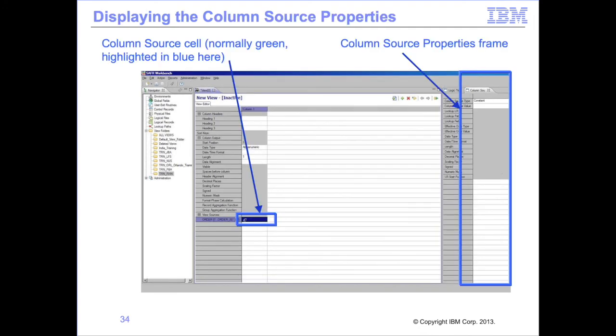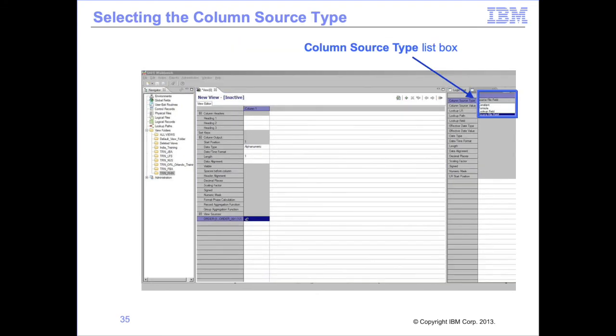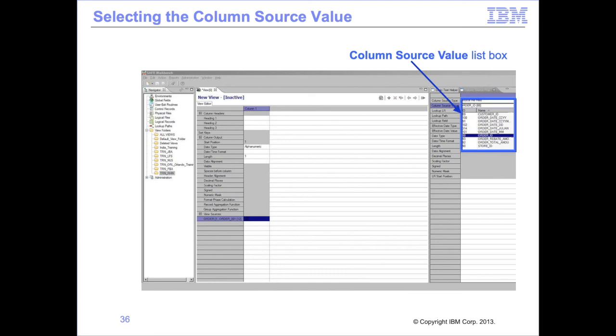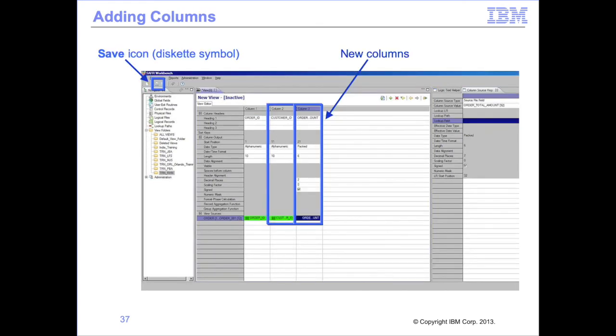Click the green cell. The Column Source Properties frame opens on the right. In the Column Source Type field, click the List box and select Source File field. In the Column Source Value field, click the List box and select Order_ID. Repeat the previous steps to add columns for Customer ID and Order Total Amount. Then save the view by selecting Save from the File menu, or by clicking the Save icon in the Workbench toolbar, or by pressing Ctrl and S.